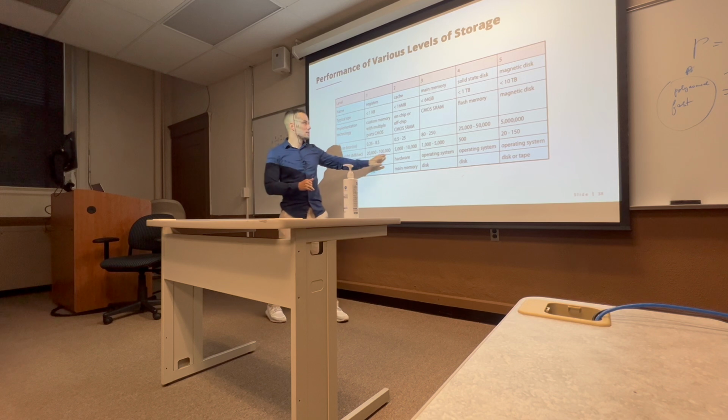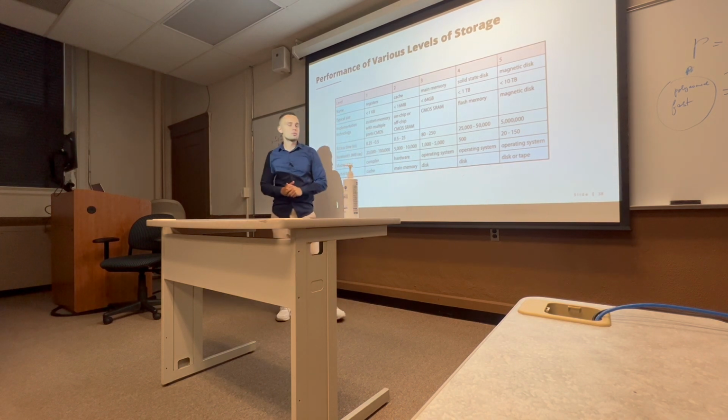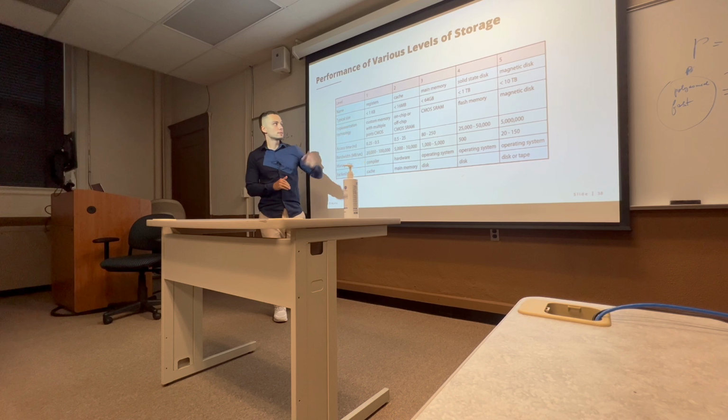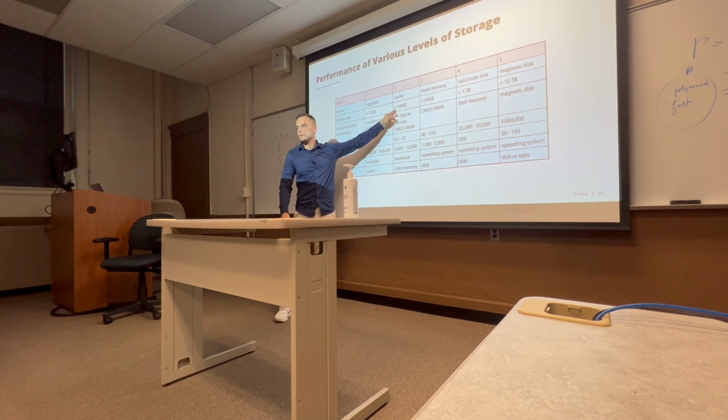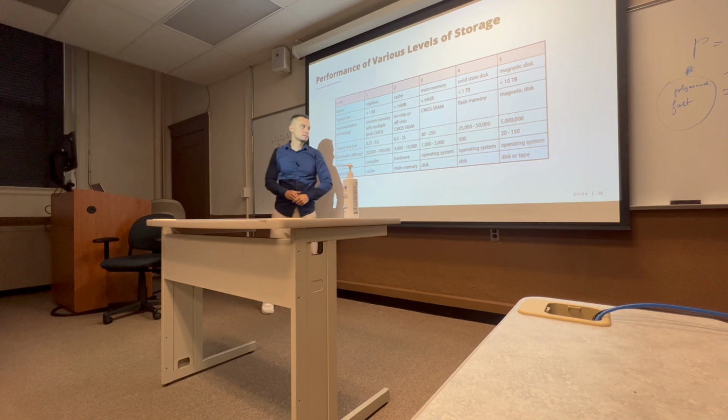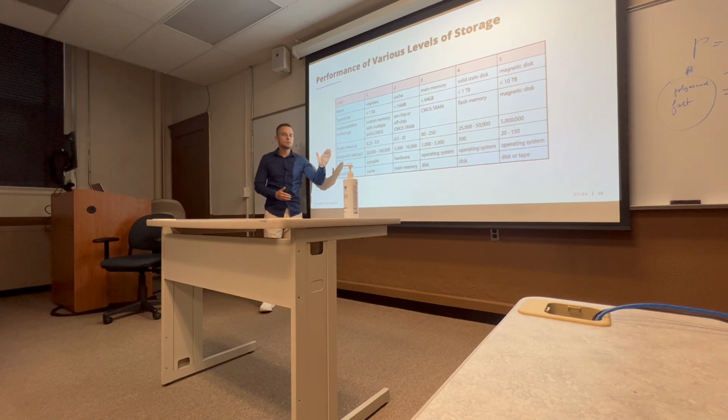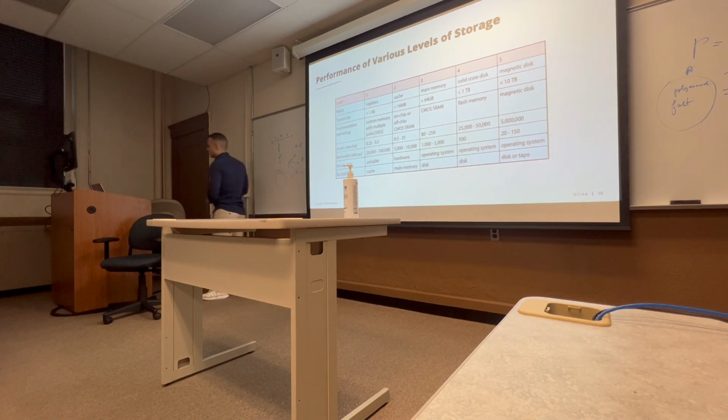And obviously, the more we go to the left, the lower the speed becomes, but we have more storage. As you can see, the cache has the second highest speed compared to the rest of the memories, and we'll talk about it soon.